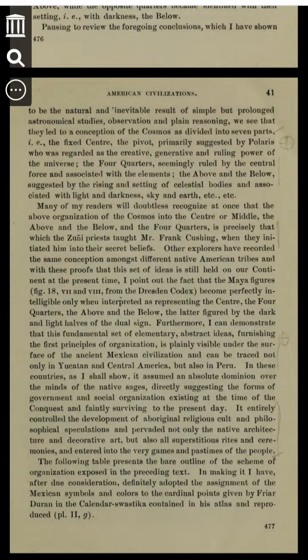It entirely controlled the development of aboriginal religious cult and philosophical speculations and pervaded not only that native architecture and decorative art, but also all superstitious rites and ceremonies and entered into the very games and pastimes of the people. Right?